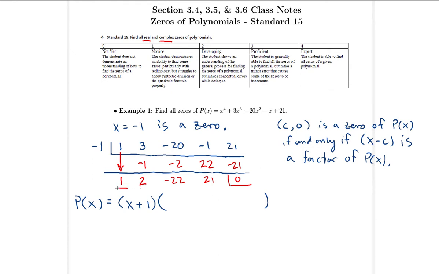But then all this translates into the polynomial that's left after you factor out an x plus 1. So this one stands for x cubed. This is 2x squared. This is minus 22x, and then plus 21. All right. And so now we have a cubic.